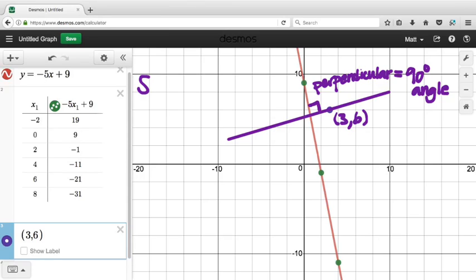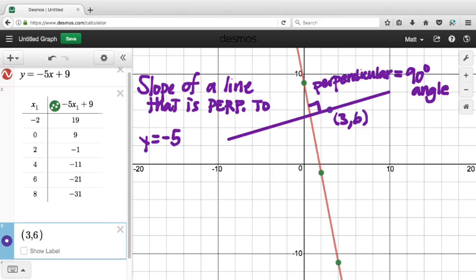How do I find the slope, let me write it this way, of a line that is perpendicular to the line y equals negative 5x plus 9? Perpendicular to y equals minus 5x plus 9. So first of all, let me ask you this. What's going to be more important about the original line as far as figuring out a perpendicular? Is it going to be more important for us to know the intercept of the original line or the slope of the original line?